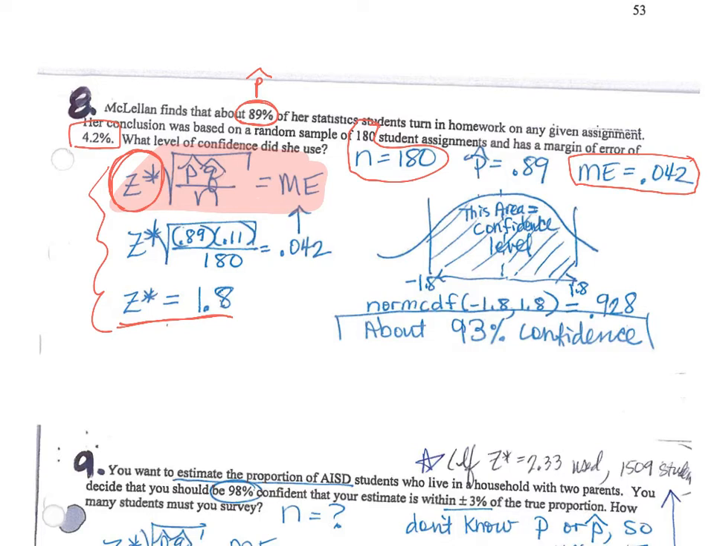Once you solved for that Z star, then think of what that's saying. It's technically saying it's plus or minus 1.8. So if you come over here, you got negative 1.8 and positive 1.8. Where is the confidence level? In the middle. Remember, they say be 95% confident. You put the 95% in the middle. So you are looking for this area in the middle. Well, I know the z-score bounds are negative 1.8 and positive 1.8, so I norm CDF'd from negative 1.8 to positive 1.8, and that's how I found out the confidence.